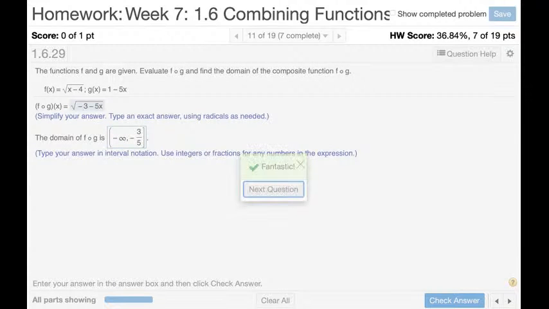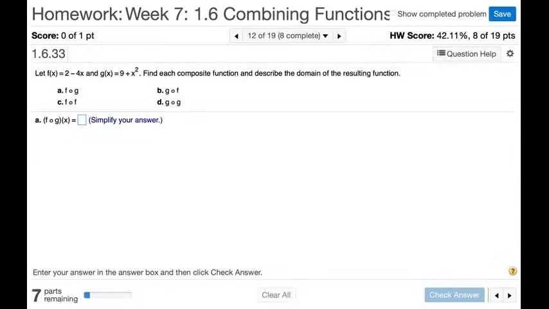Let me check the chat really quickly. Is somebody in the waiting room? No, it doesn't look like it.